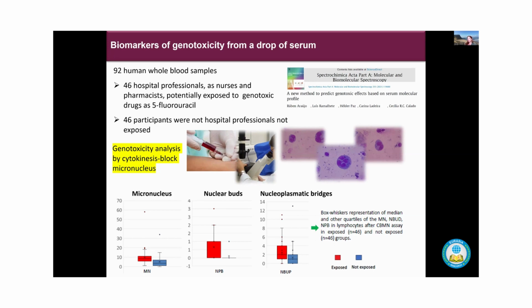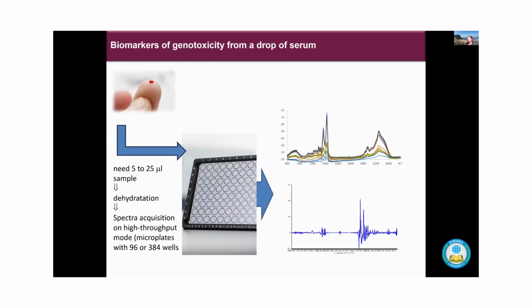And we saw by this conventional assay that chromosomal abnormalities increased in the workers that were potentially exposed to these drugs. But we wanted to know if we could analyze a drop of blood by infrared spectroscopy, based on a very small sample after very simple dehydration, and acquire the spectrum in high throughput mode, because we are using microplates with 96 or 384 wells. So we acquire the spectrum, and here we have the spectrum and the second derivative spectrum at the bottom.